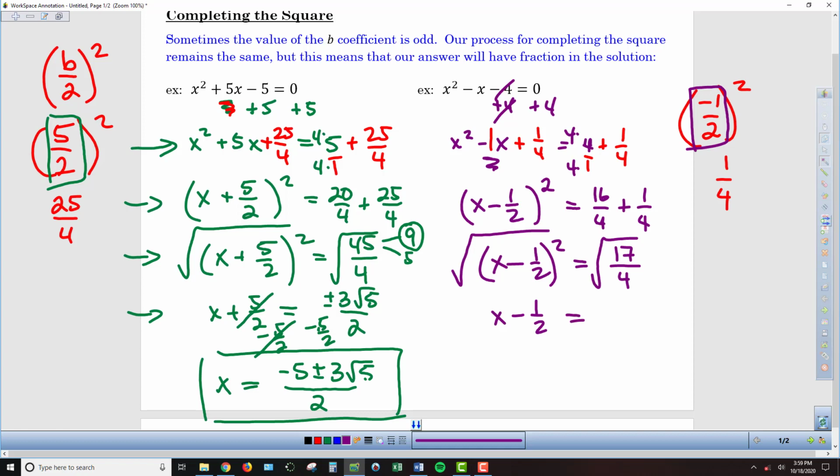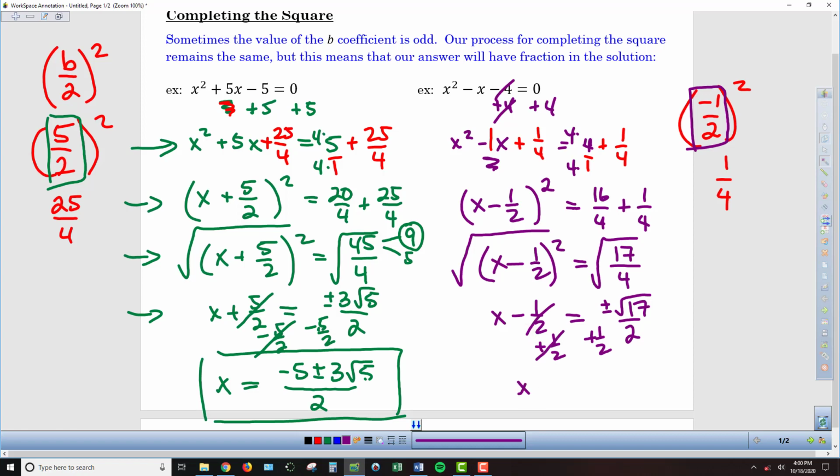On the other side, I'm going to take the square root of the top and the bottom separately. So the square root of 4 is 2. So hopefully we're seeing that it's working out similarly to the previous example. Up in the top, I can't simplify the square root of 17 at all. So I'm just going to leave it as plus or minus the square root of 17. And then my last step is to get the x all by itself. So I'm going to add 1/2 to both sides.